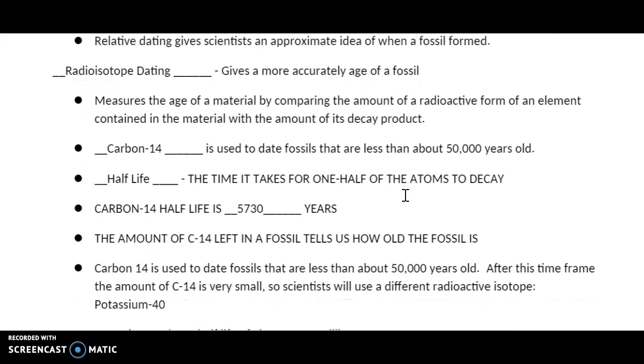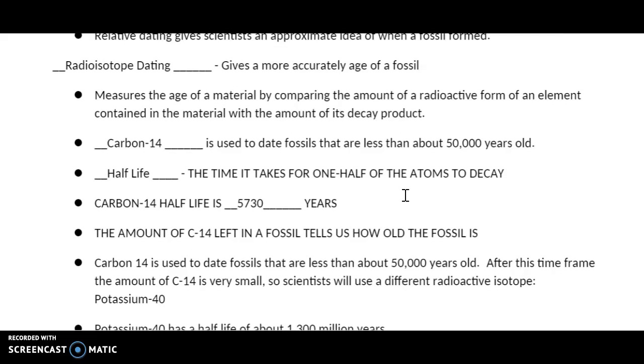Radioisotope dating measures the age of materials by comparing the amount of radioactive forms of an element contained in the material with the amount of the decaying product. Carbon-14 radioactive dating is one thing we use. All living things are made of carbon. So every living thing has a certain amount of carbon-14, which is a radioactive form of carbon. It undergoes radioactive decay, so they can look at the number of half-lives that the carbon-14 has gone through by measuring the amount that's still in there. So the half-life is the time it takes for half of those atoms to decay. Carbon-14 half-life is about 5,730 years.